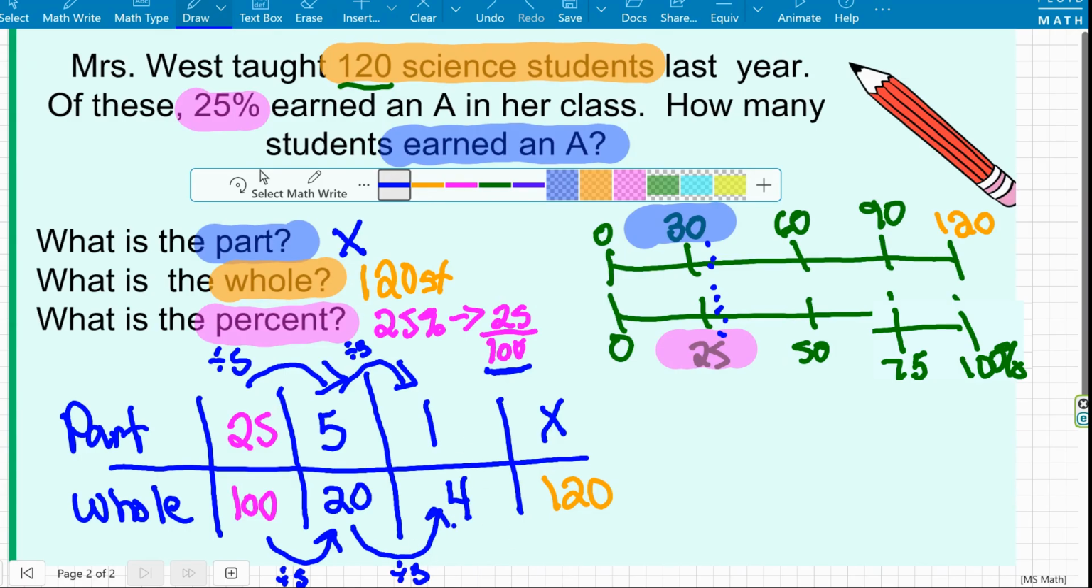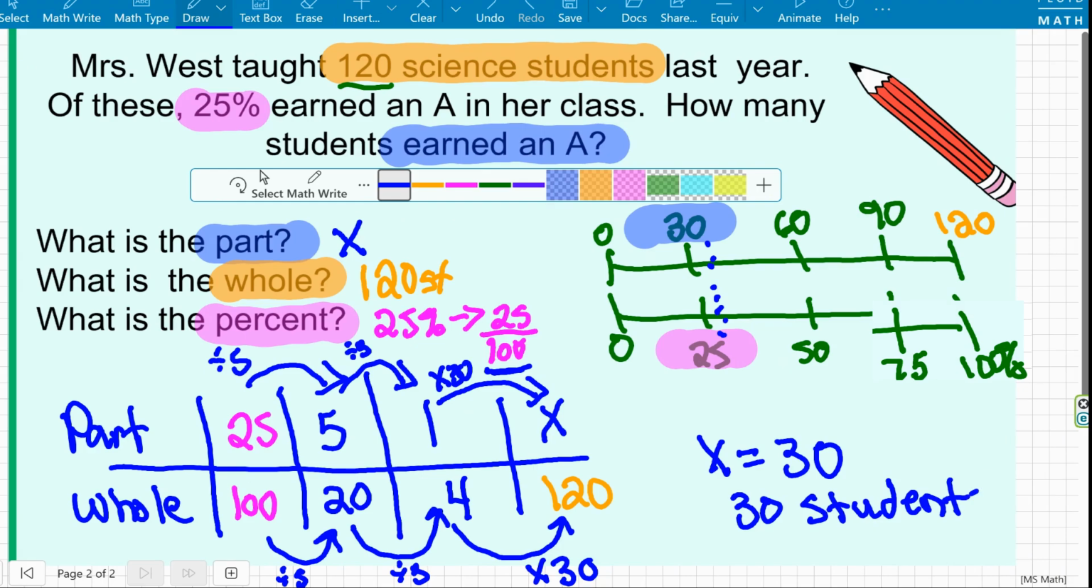And from here, just like before, 4 goes into 12 3 times, so 4 goes into 120 30 times. That means I'm going to scale this one by 30 as well. That means my value of x is going to be 30. That means that 30 of my students earned an A.